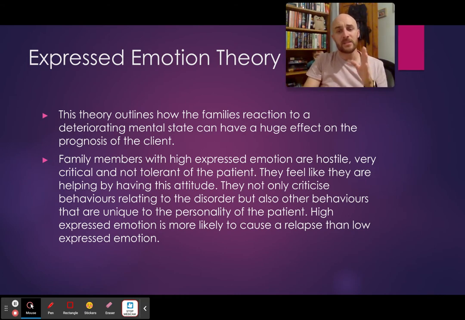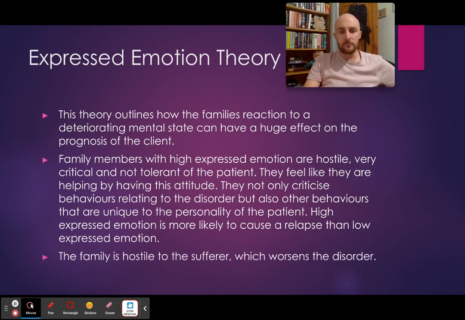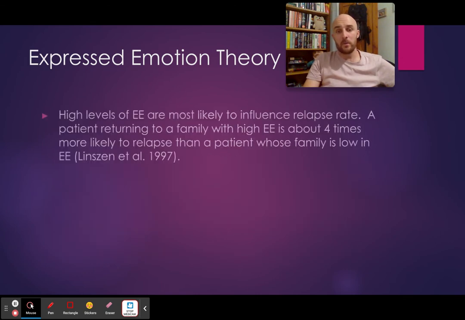Now, the key fact you need to know here is sufferers are 4 times more likely to relapse when they go back into a high expressed emotion family rather than a low expressed emotion family. So it's a very good explanation for relapsing schizophrenia. It's essentially how your family react. The family is hostile, which makes it a lot worse. Linzen is the person who came up with this idea about 4 times. You have that there.